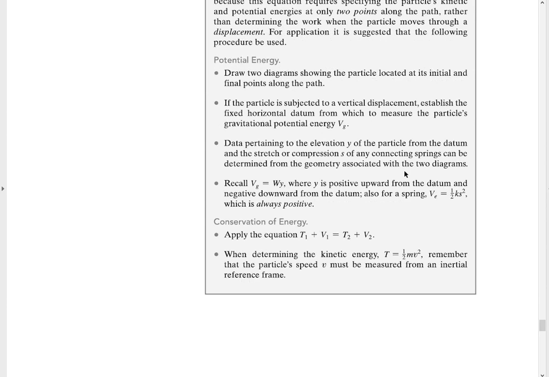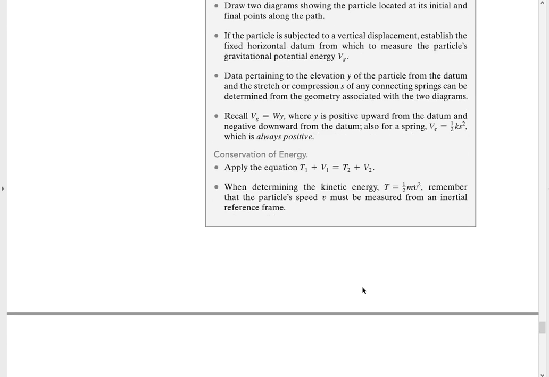Okay, and here's the procedure of analysis, essential to choose the datum: for elastic springs, the non-deflected spring; for motion of a particle or system of particles in a gravitational field, you choose it preferably at the lowermost position, and state the conservation of energy.